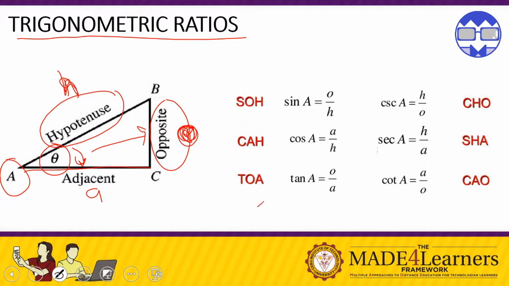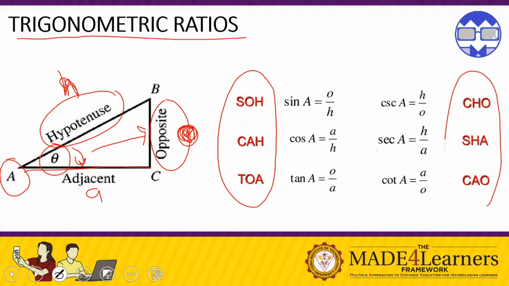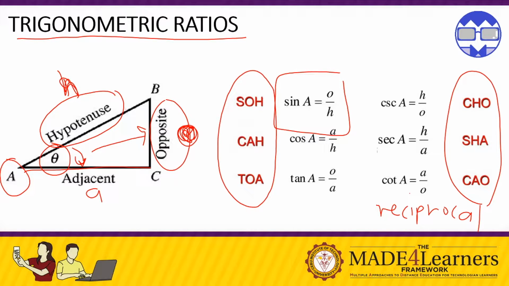I hope that you are familiar with SOHCAHTOA, and we also have CHOSHCAHTOA, the reciprocal ratios of SOHCAHTOA. Sine is opposite over hypotenuse. So if there's a value here, we take the value of the opposite over the value of the hypotenuse H.